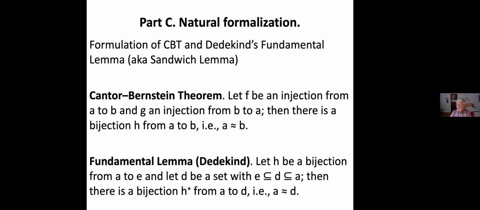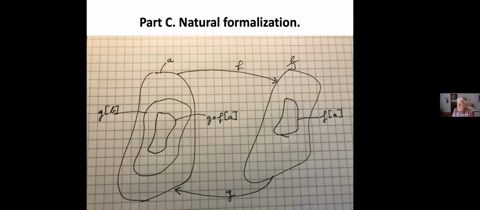So I wanted to show you a diagram that indicates the situation of the Cantor-Bernstein theorem. You have a set A, a set B, you have a function that is injective from A to B, and you have an injective function from B to A. Now, just very elementary facts concerning functions and injective functions in particular allow you to argue that the image of A under F is a subset of B.